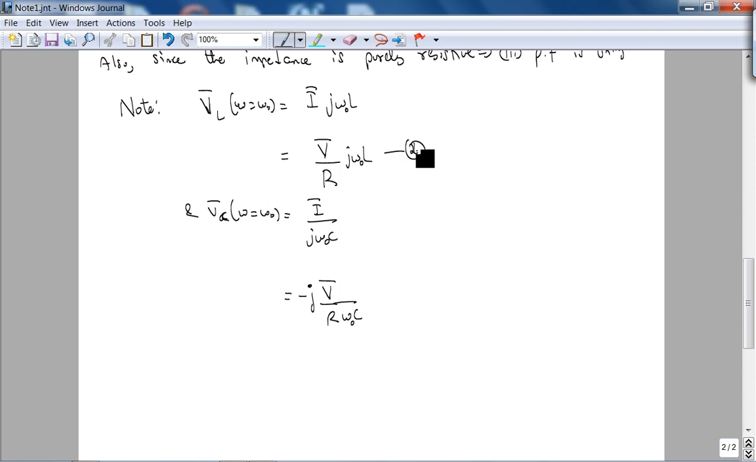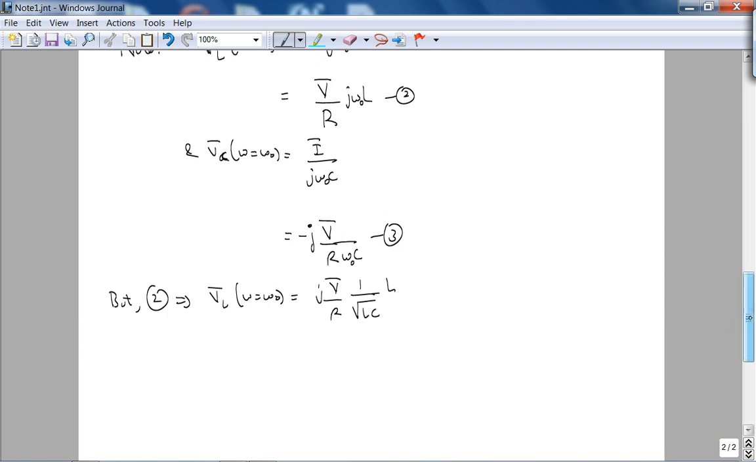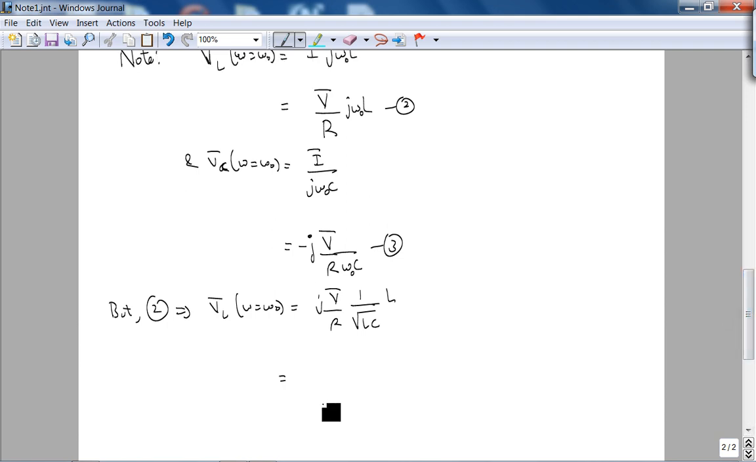So what we can do now, let's call this 2 and 3. But 2 implies that VL at omega equals omega naught is, now let's plug in omega naught, 1 over square root of LC times L, right? Then you get j V bar over R. So if you multiply and divide by square root of L, you get that.